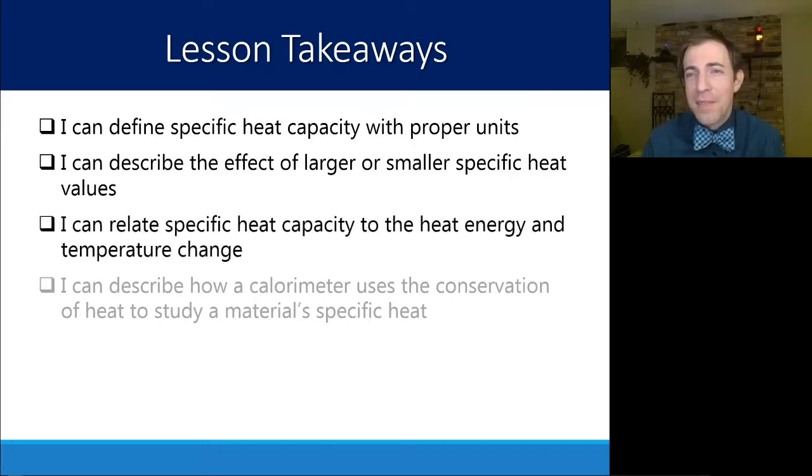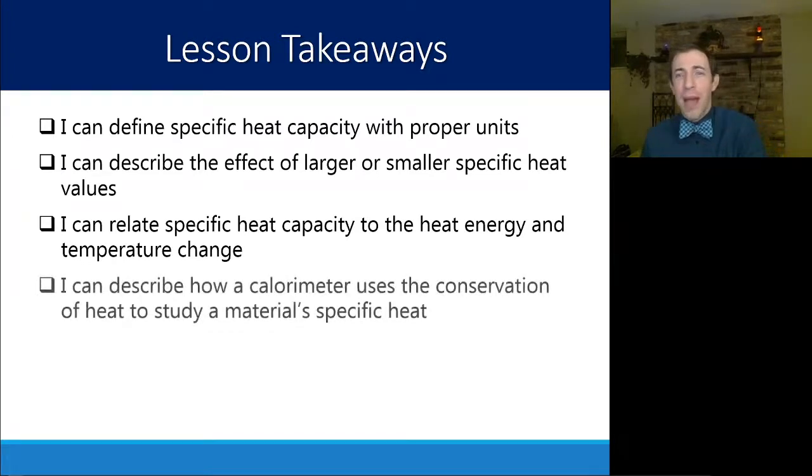You should be able to relate specific heat capacity to heat energy and temperature change using that Q is equal to mc delta T, and then describe how this calorimeter sort of experiment can use conservation of heat to study a material's specific heat. We will do an experiment like that in a little bit, but just getting that general idea of how to do it is going to be really, really important for this class.